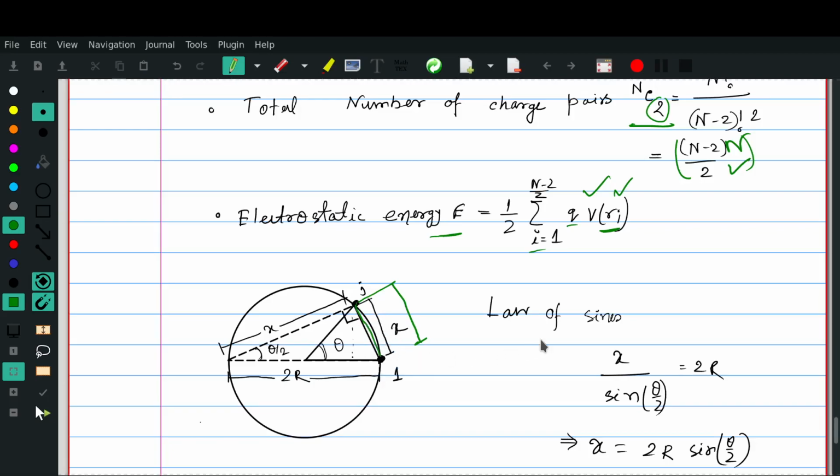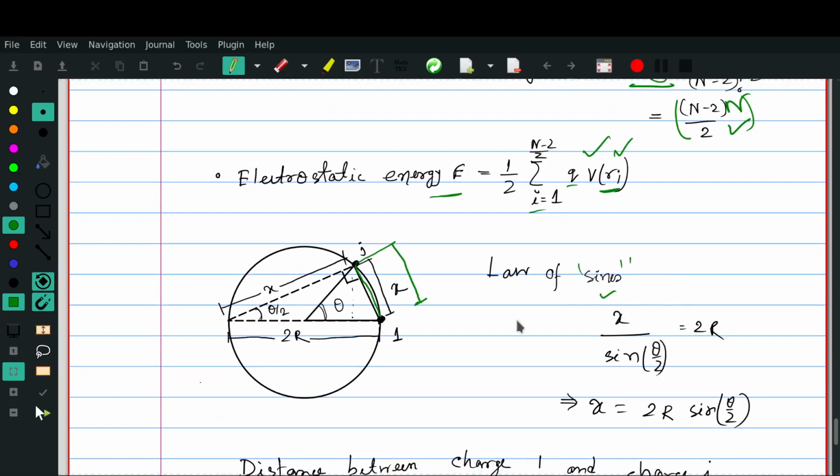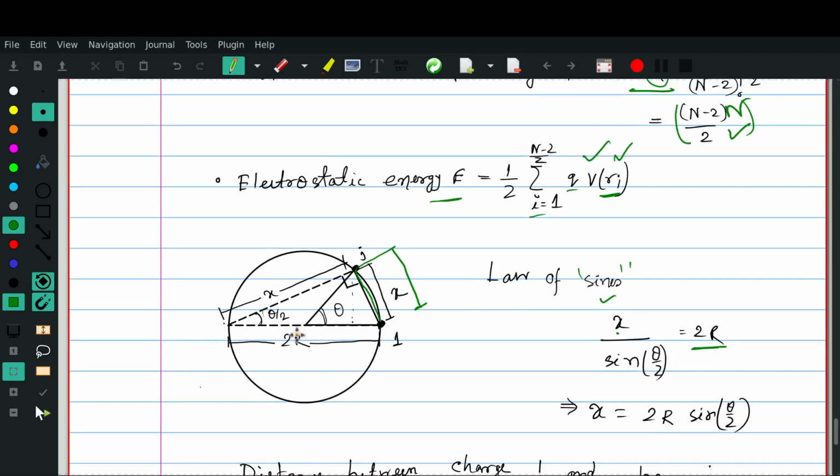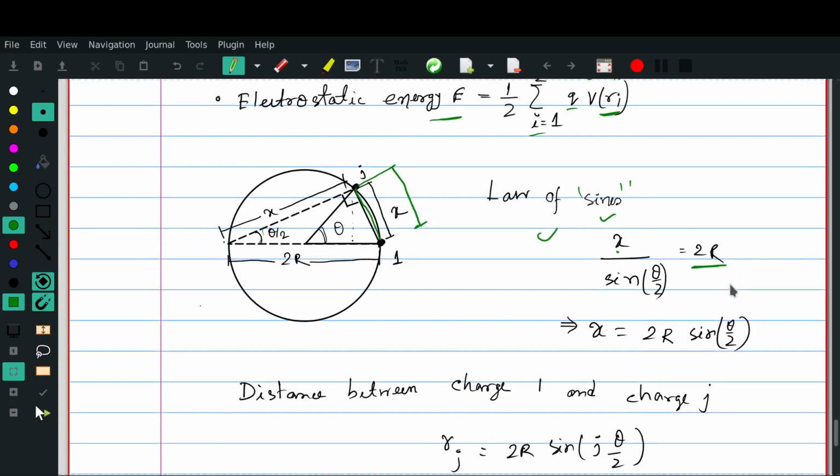To calculate this distance, we will have to use the law of sines. The law of sines tells you that if you have a distance x here, and the angle is theta by 2 in this larger triangle, then their ratio will give you 2r, twice the radius. You can just look up the law of sines; I think you already know this. So you solve for this x. When there is a theta angle between two particles from the center, the distance is 2r sine theta by 2.